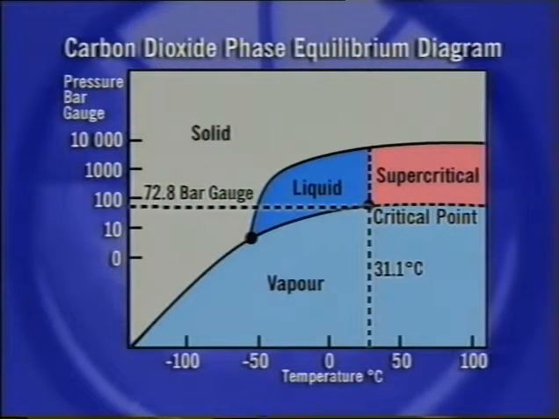The critical point is the combination of pressure and temperature at which the densities of liquid and vapor are equal. Consequently, the distinction between these phases disappears, and only one phase, the supercritical, exists.